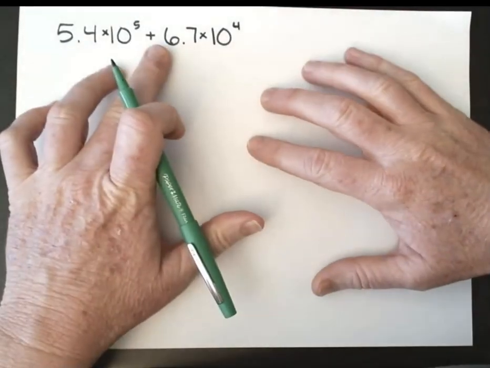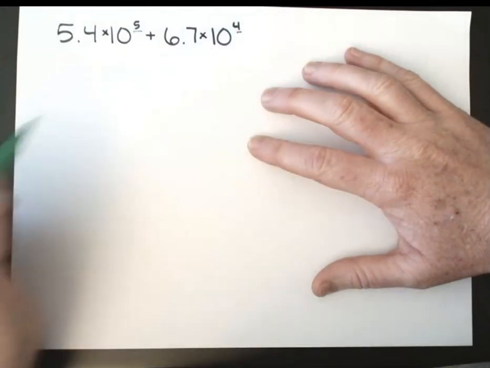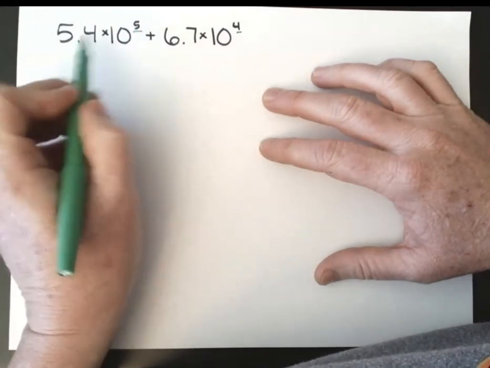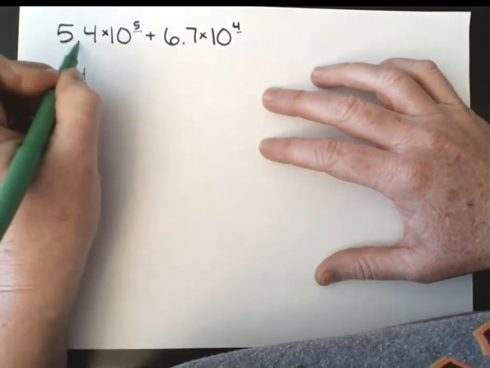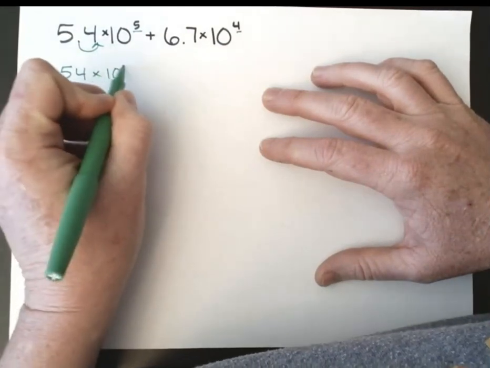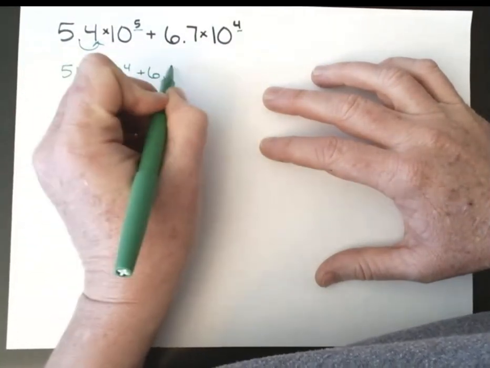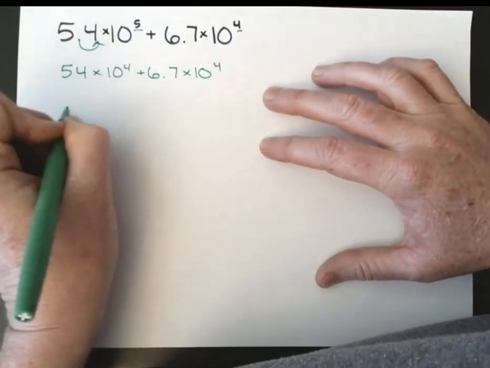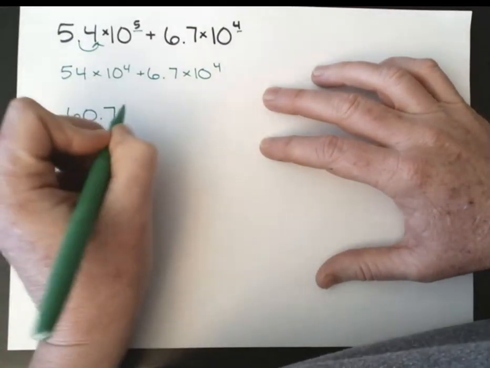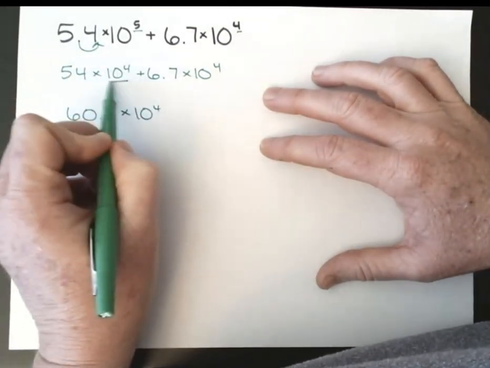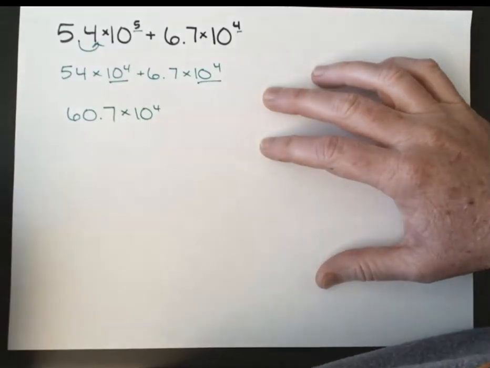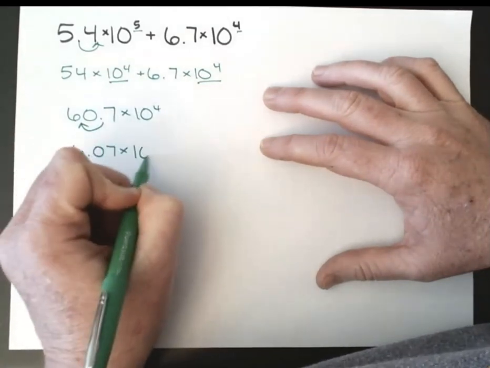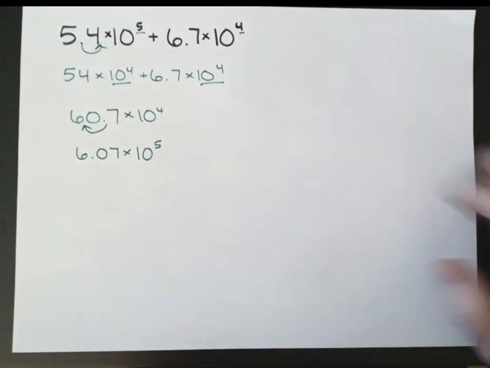And now we have an addition problem, and again, our place values are not the same, so I'm going to go ahead and make this a 10 to the fourth. So if I make this smaller, I have to make this number bigger by a factor of 10. Bigger, so make that smaller. So if I add 54 and 6.7, that's 60.7. Okay, we maintain our place value. So I need to make this smaller and make this bigger to maintain our value. And we're done.